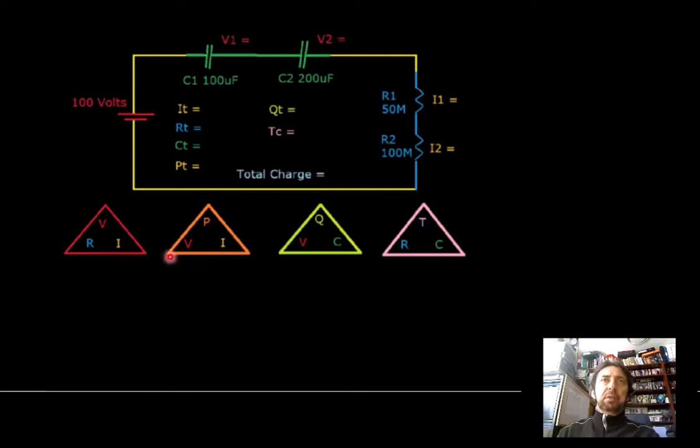Of course, once we've got voltage and current in this orange triangle here, we can calculate the total power by multiplying voltage and current. We get the total wattage.